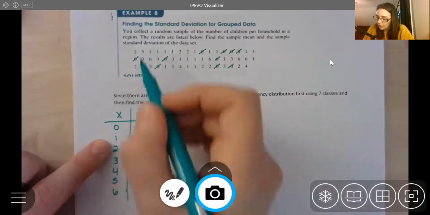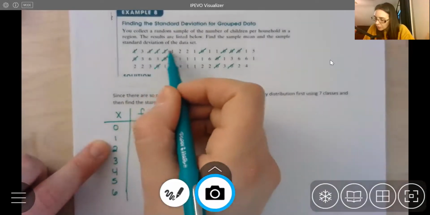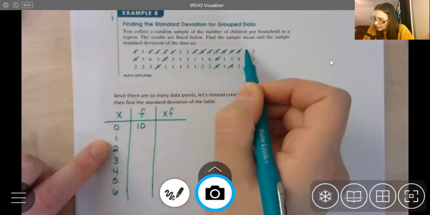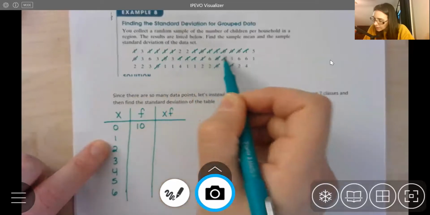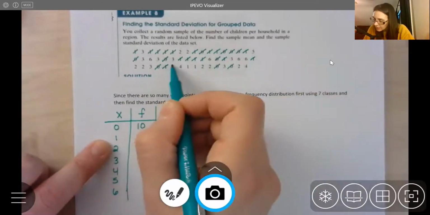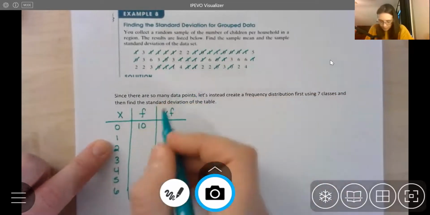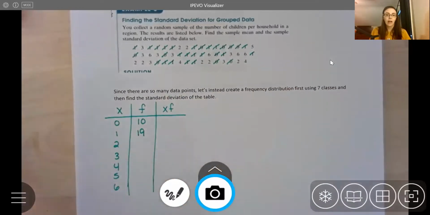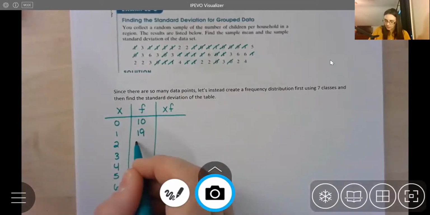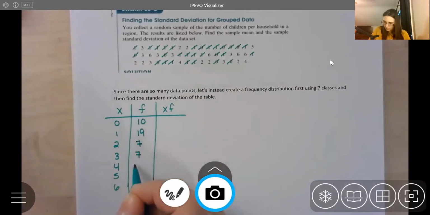Then I would do the same thing for 1. So I have 1, 2, 3, 4, 5, 6, 7, 8, 9, 10, 11, 12, 13, 14, 15, 16, 17, 18, 19. And then I'm going to continue on and figure how many 2s I have, how many 3s, and so on. And I've already done this on the side. So I have a 7 here, a 7 here, 2, a 1, and a 4.